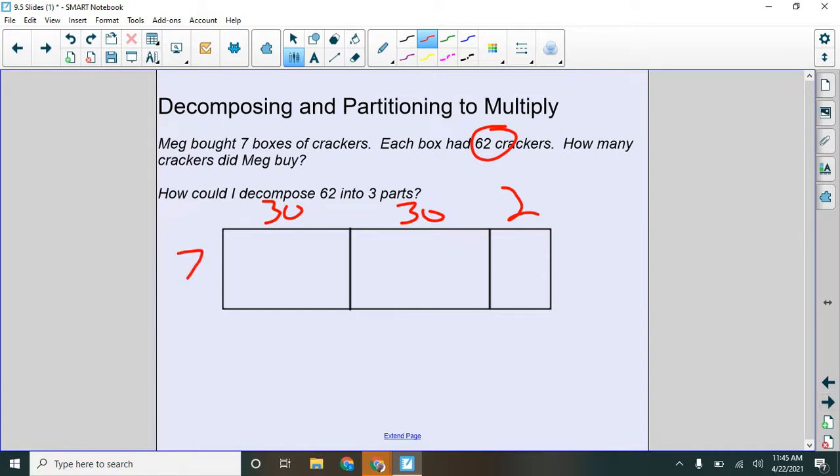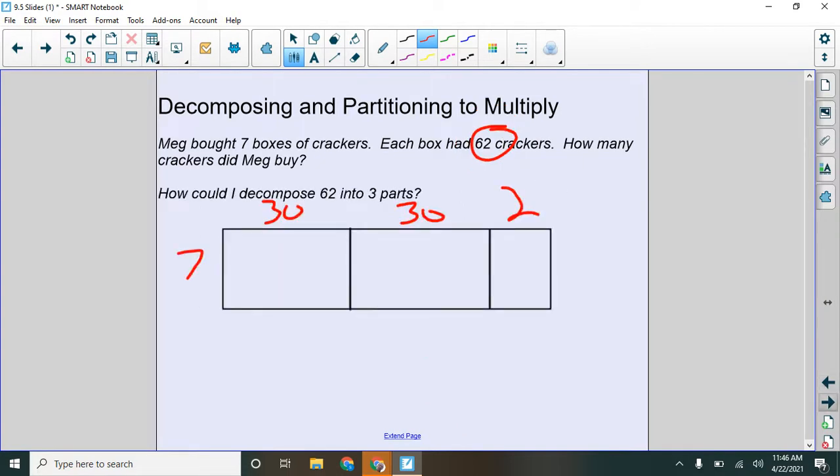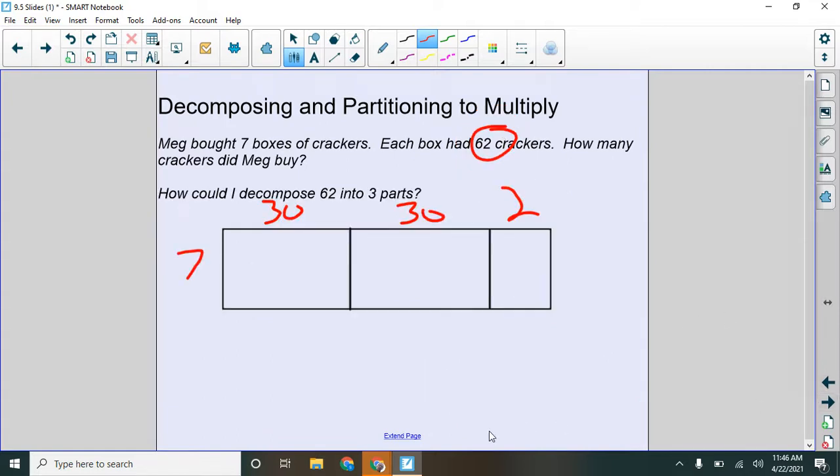So let's have you tell me, how is this one the same as this one? How's it the same? Okay, we're still multiplying the same total numbers. We have 62 on the top here, right? The 62 on the top here just written differently, right? And we're multiplying times 7.